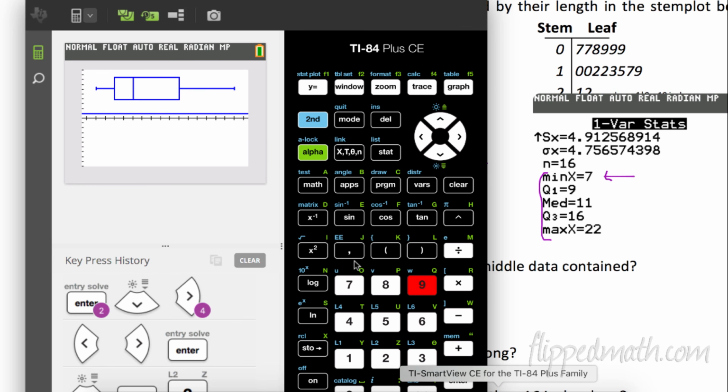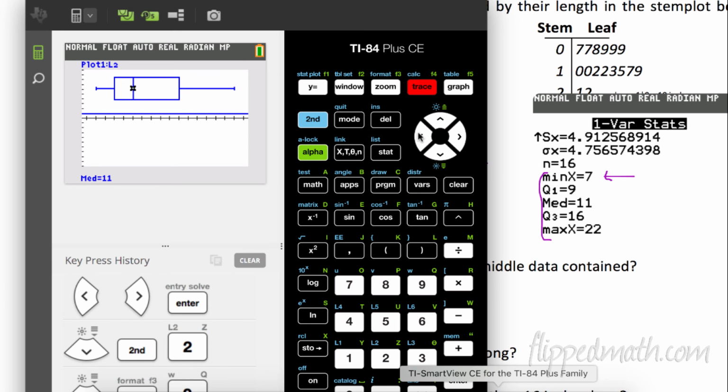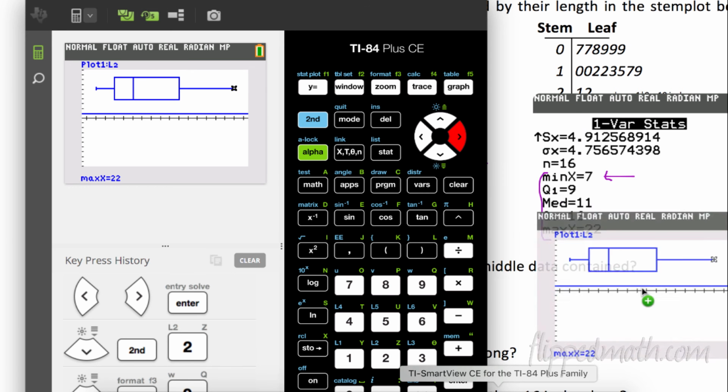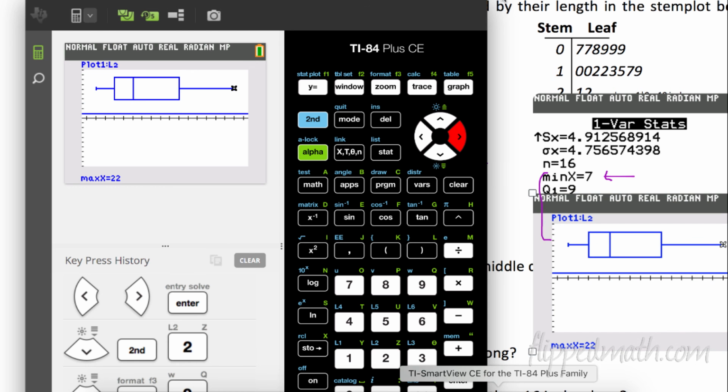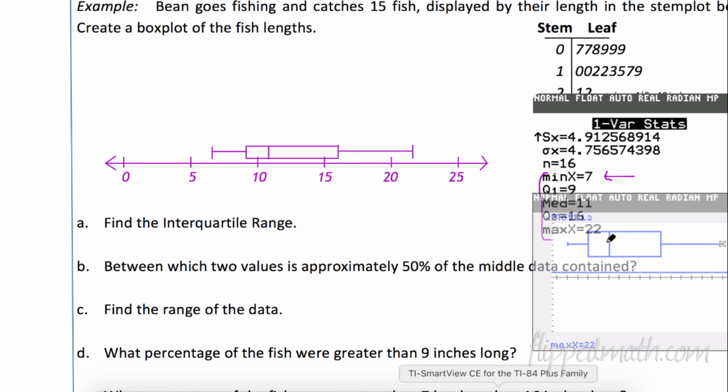All right, zoom 9. If you notice right there, we can hit the trace button and it will tell us the 5-number summary. Okay, it'll go through the whole thing for us. Well, that's kind of fancy. Let's put that down here. All right, let's go back to the notes and we'll finish up.